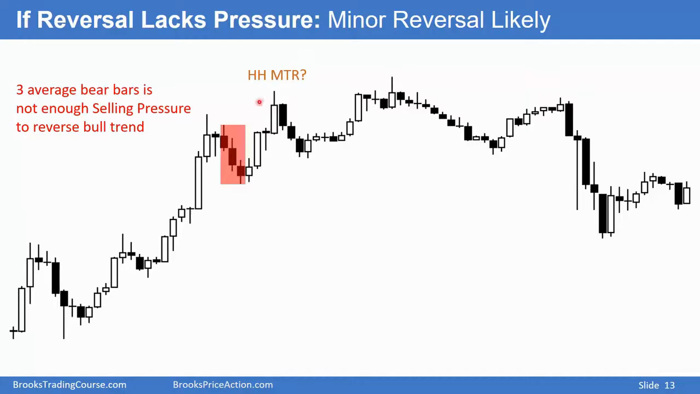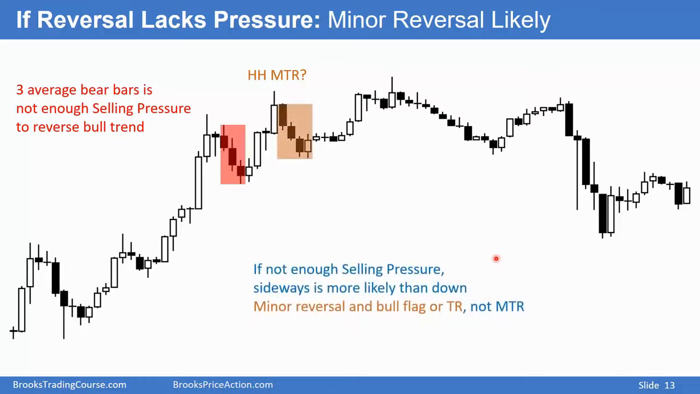The bull trend probably will have to transition into a trading range, and during the trading range, the bears can accumulate a lot of bear bars. After that, they have a chance at a major trend reversal. Not enough selling pressure, sideways more likely than down. Minor reversal, probably into either a bull flag or a trading range.